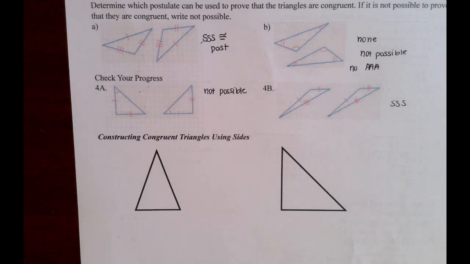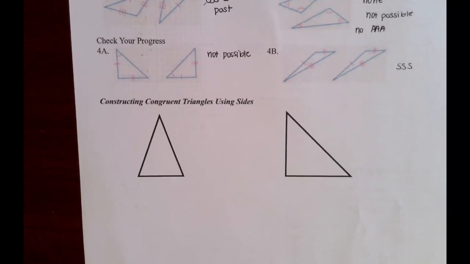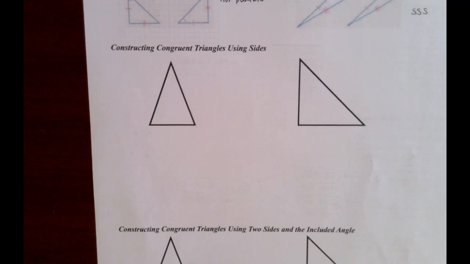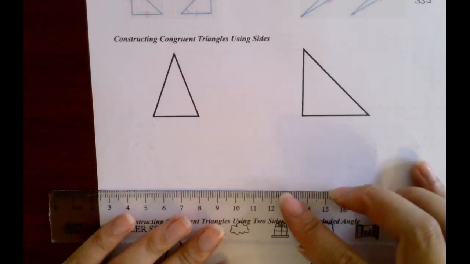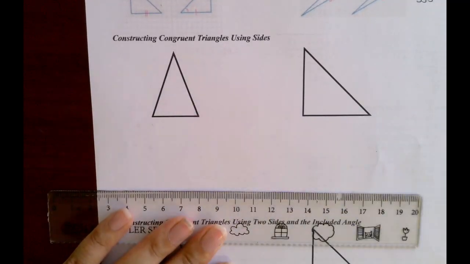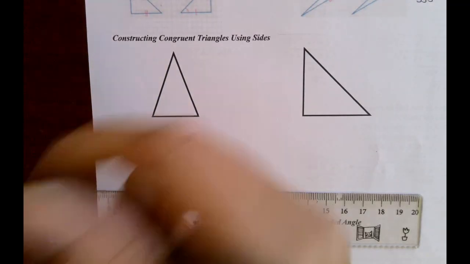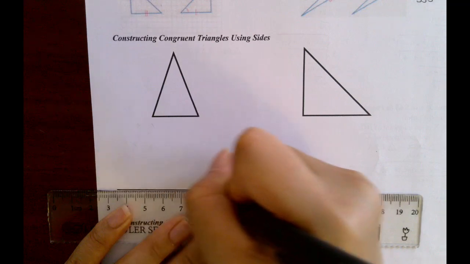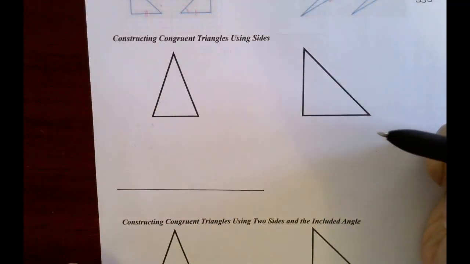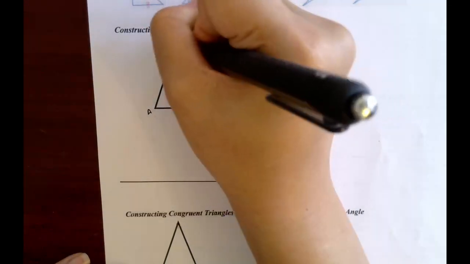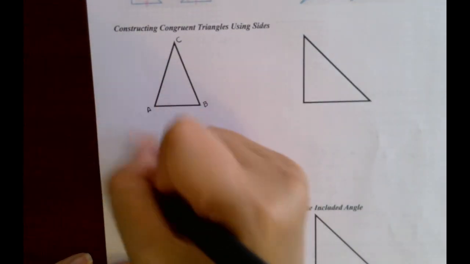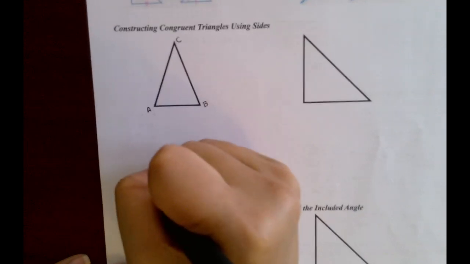Okay. So basically what we're going to do is we're going to be constructing congruent triangles using their sides. Okay. So what I'm going to do first is I'm going to just draw a line here. I'm going to draw a line. I'll use pen. Okay, so I'm going to draw a line. Okay. And then just to help myself out, I'm going to label this A, B, C. Okay. So here in my line, I'm going to pick somewhere just to be my A.